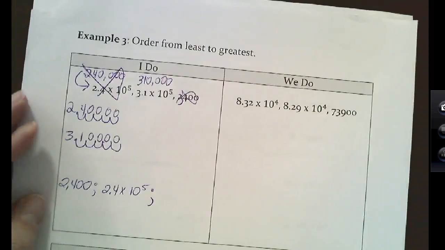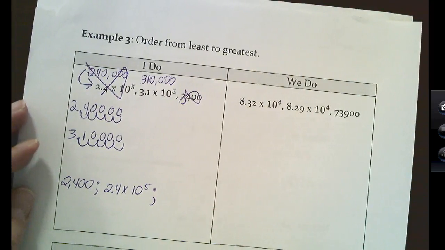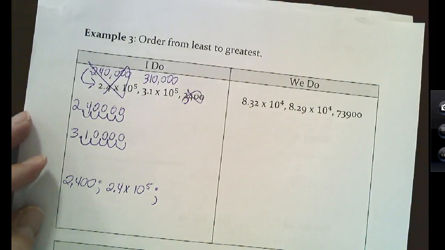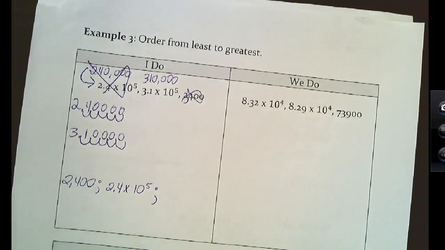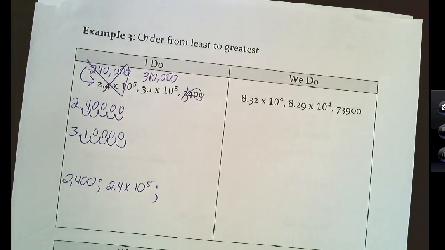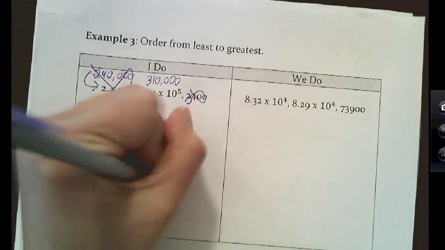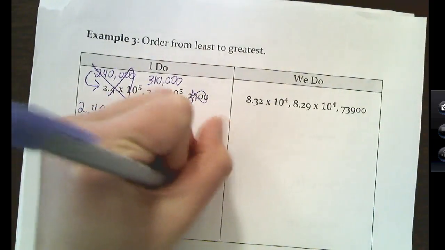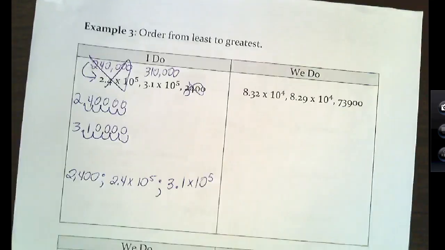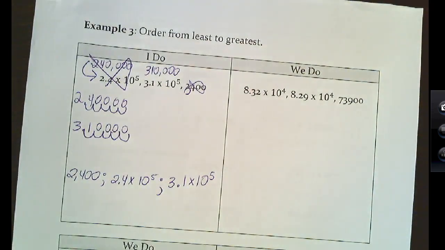So which is my biggest number? What's my biggest number? 3.1 times 10 to the 5th power. Excellent. Always convert them back to the original. I'm going to start a second video here. Quick, go ahead and try that next one on your own for me right now.